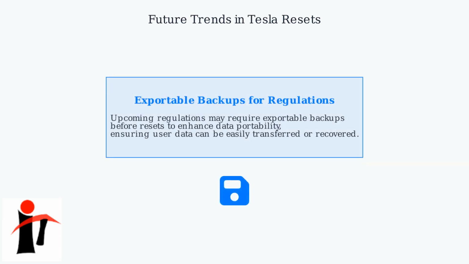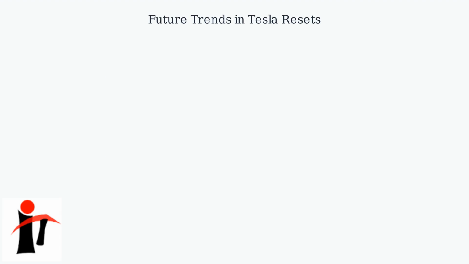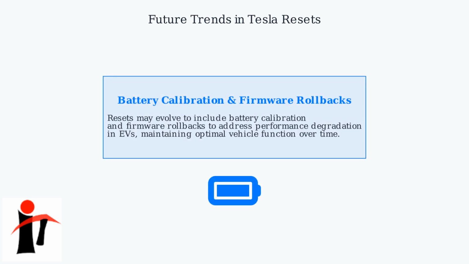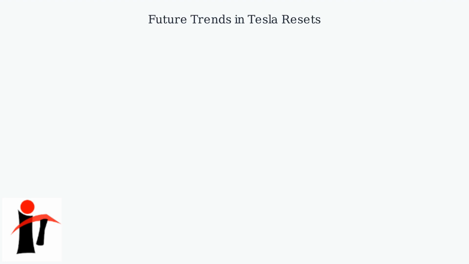Regulatory changes may mandate exportable data backups before any reset procedure, ensuring that personal information and vehicle settings can be securely exported and restored, improving data privacy and portability. Finally, future resets could incorporate battery calibration routines and firmware rollback capabilities to counteract performance degradation common in electric vehicles, helping maintain optimal range and efficiency throughout the vehicle's lifespan.